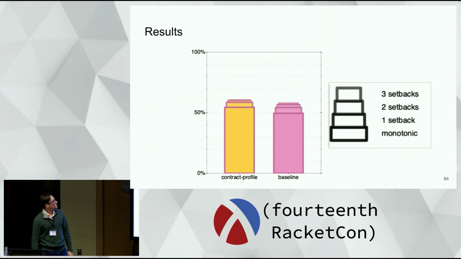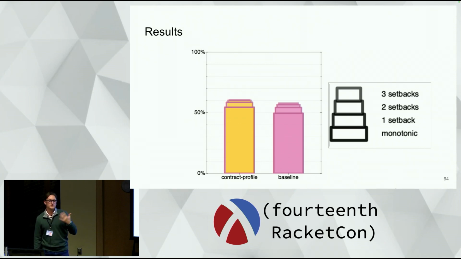So what do these results tell us? Basically, it tells us that contract profile, this workflow I described, does help us a little bit, but the difference is only 6%. So in a lot of cases, you might be totally fine just picking a boundary randomly.